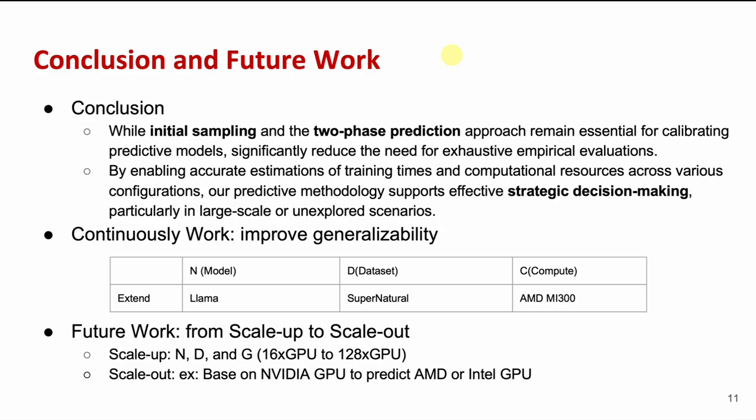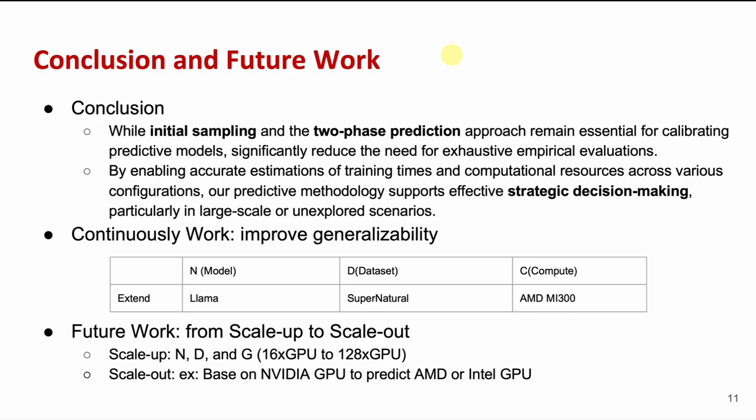And in the paper, we tried the OPT model and the self-instruct data set, but we continue to move on. Right now, we have Llama, we have SuperNatural, and even for compute, not only for NVIDIA H100, we tried AMD MI300. So all of them show the same patterns.